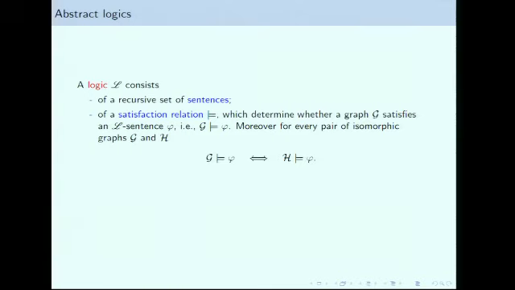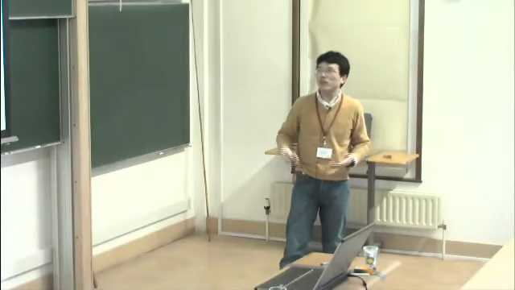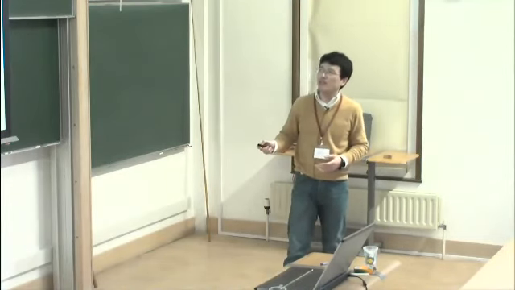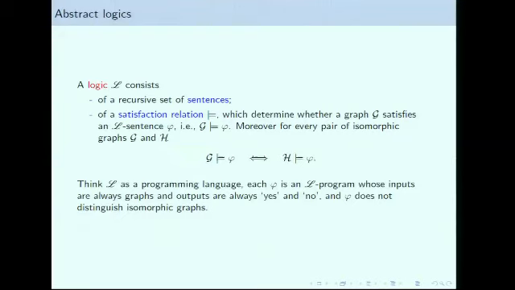What is also important is that for every pair of isomorphic graphs G and H, G is a model of phi if and only if H is a model of phi. So in logic, you cannot distinguish isomorphic graphs. Think about L as a programming language, and phi is an L program whose inputs are always graphs, and the output is always yes or no, and this program cannot distinguish between isomorphic graphs.